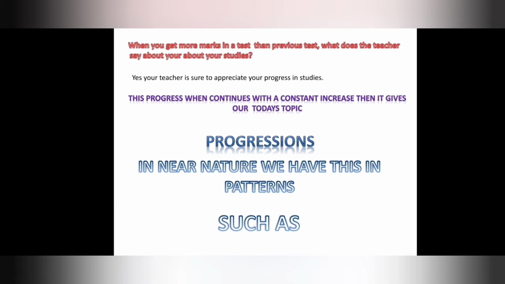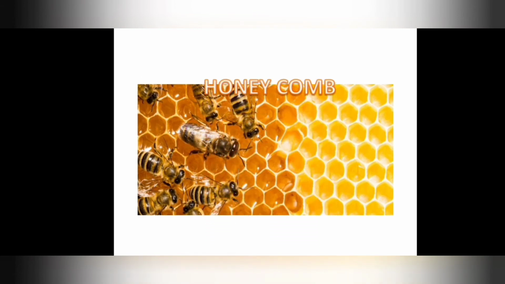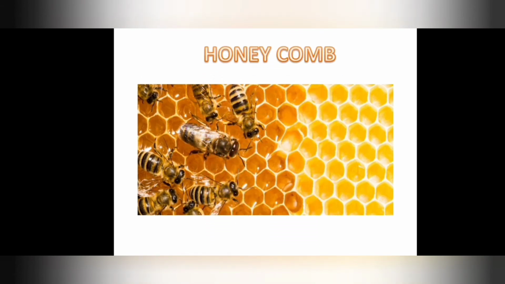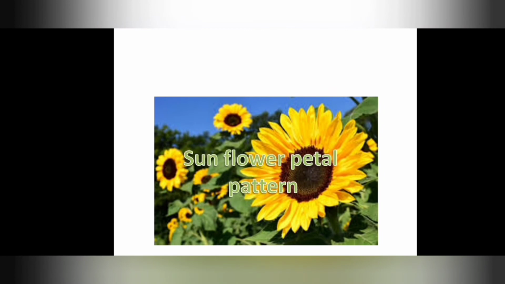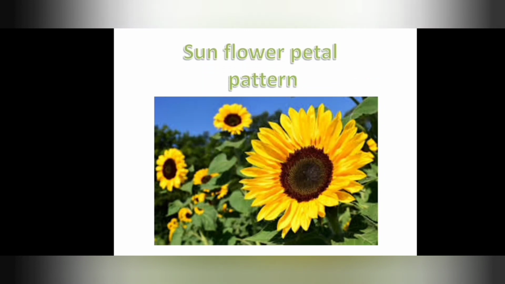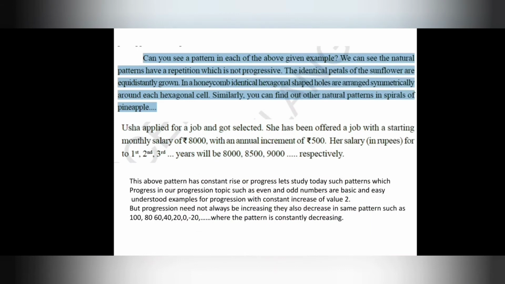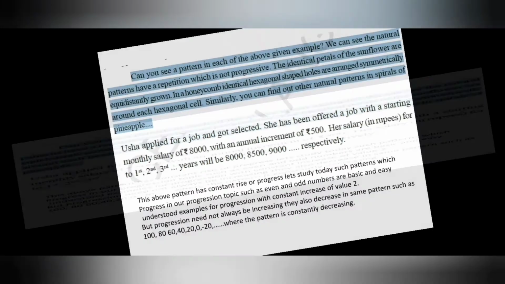In nature, we have patterns such as the honeycomb, you can see the pattern, and the sunflower, the petal patterns. So these are the natural patterns that we see in our daily life. Can you see a pattern in each of the above examples? We can see the natural patterns have a repetition which is not progressive.